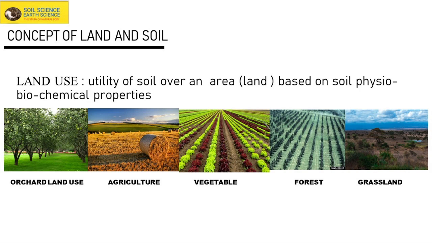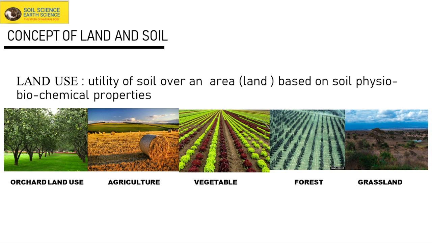Land use is the utility of a soil over an area based on soil physiochemical properties. Soil physiochemical properties consist of minerals, soil organic matter, microorganisms, and soil nutrition. The different land uses are orchard, agriculture, vegetable, forest, and grassland land use.